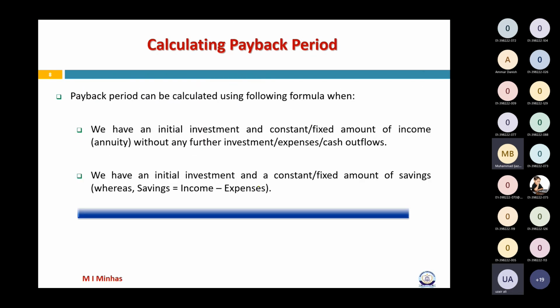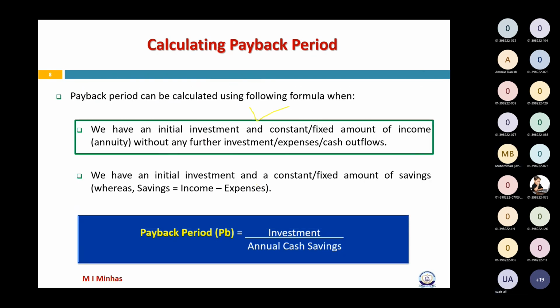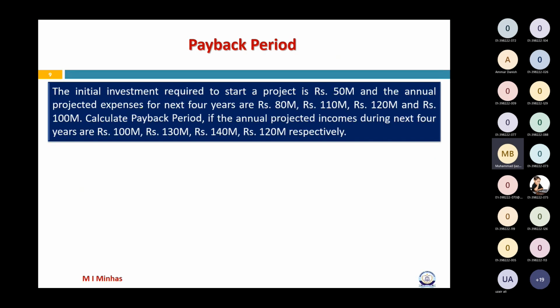So this was the first case that we just saw. Now let's have a look at this example. The initial investment required to start a project is 50 million. The annual projected expenses, this is our guess, obviously done using financial modeling techniques that are beyond the scope of this course. Based on some methods, we forecast that these are the expected expenses during the next 4 years: 80 million, 110 million, 120 million, and 100 million. Now you need to calculate the payback period if the annual projected incomes are 100, 130, 140, and 120 million respectively.